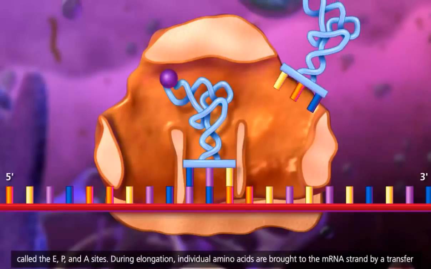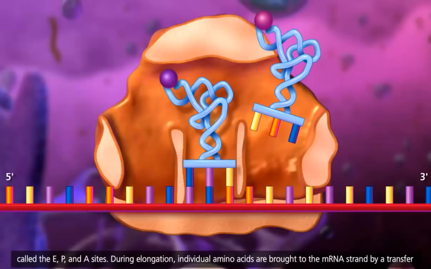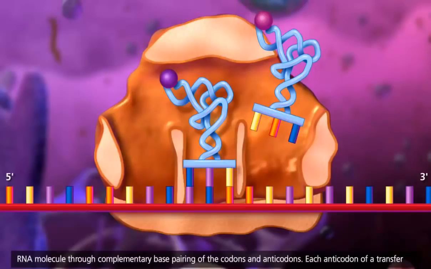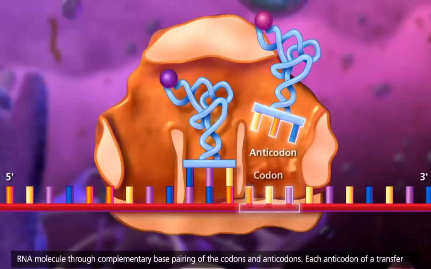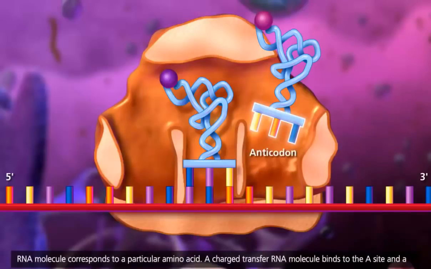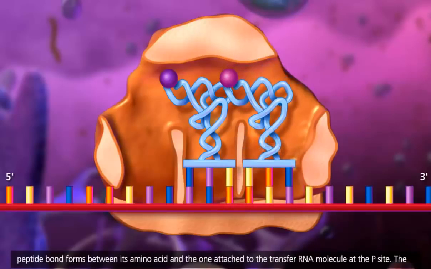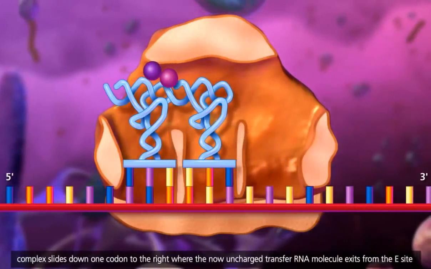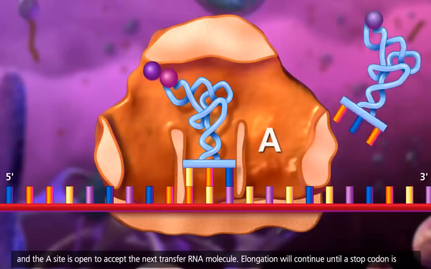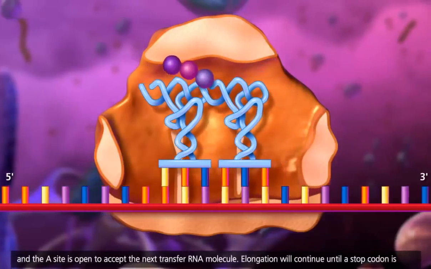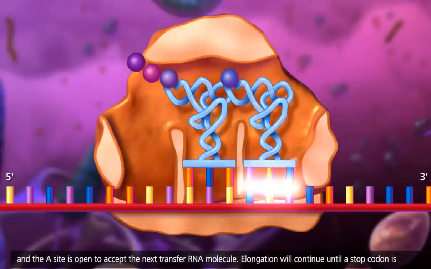During elongation, individual amino acids are brought to the messenger RNA strand by a transfer RNA molecule through complementary base pairing of the codons and anticodons. Each anticodon of a transfer RNA molecule corresponds to a particular amino acid. A charged transfer RNA molecule binds to the A site, and a peptide bond forms between its amino acid and the one attached to the transfer RNA molecule at the P site. The complex slides down one codon to the right, where the now uncharged transfer RNA molecule exits from the E site, and the A site is open to accept the next transfer RNA molecule. Elongation will continue until a stop codon is reached.